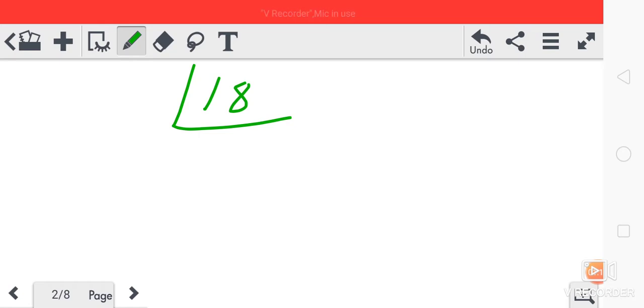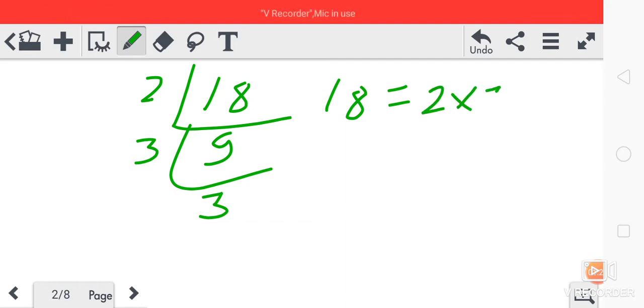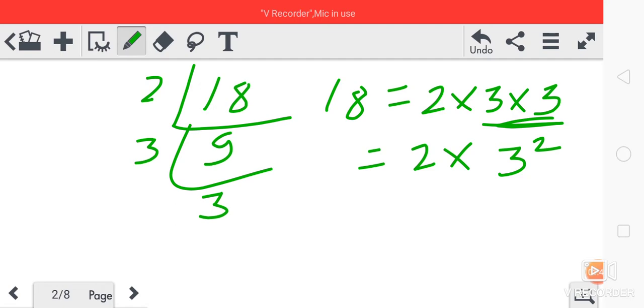18, I am doing the prime factorization. 2 nines are 18, then 3 threes are 9. So 18 is equal to how much after prime factorization? 2 into 3 into 3. So we are getting 2 into 3 into 3, which is 2 into 3 square. Is it a perfect square?